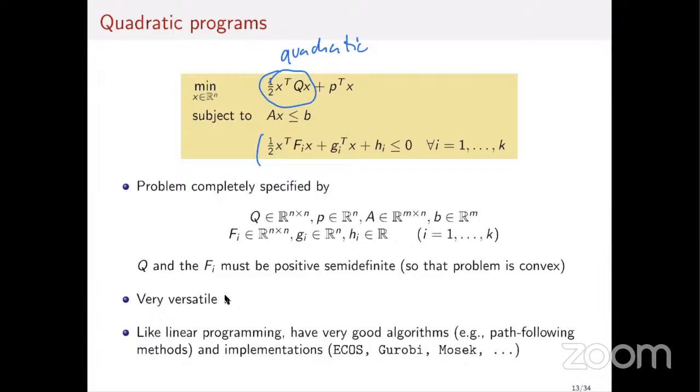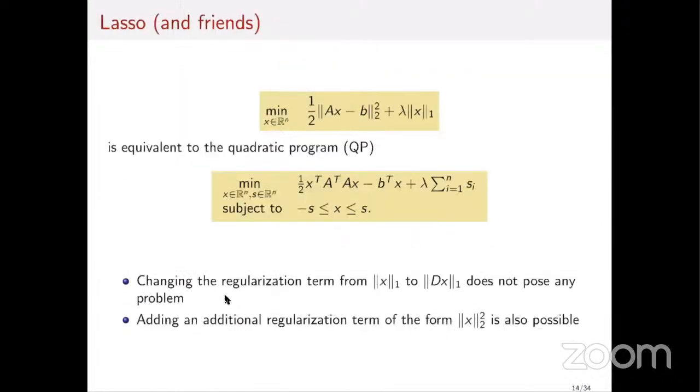Okay, so let's see one example. Let's look at the lasso problem, which had a quadratic term, 1/2 of norm of Ax minus b squared plus lambda L1 norm of x. This is equivalent to a quadratic program. I just expand this whole term, and what you get is most obviously a quadratic term. And then for the L1 norm, you do the same trick I mentioned for the linear program case. You add a new variable s that will play the role of the absolute value of x, and you add a new constraint, which is a linear constraint. Now note that this allows you to model lasso as a quadratic program.